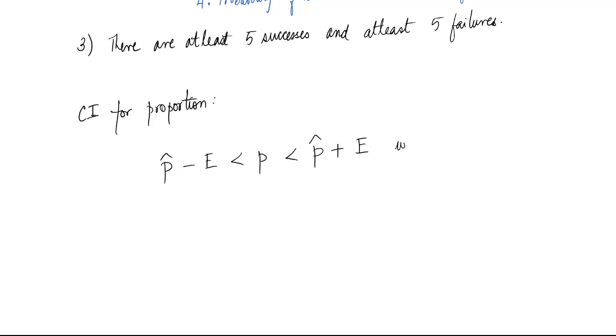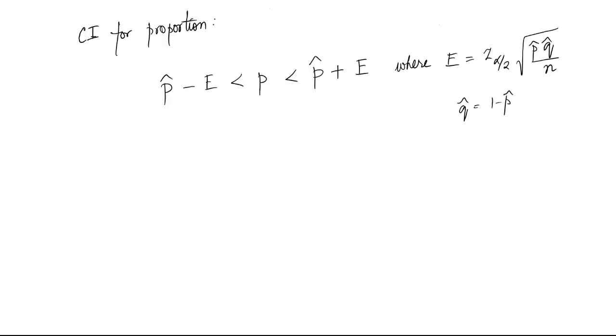Okay. And we used the formula, remember? E is z alpha over 2 times the square root of p hat q hat over n. Remember, q hat is 1 minus p hat. So technically, if you had p hat, you got your q hat. This is the confidence interval in the inequality notation, so you can also write it in interval notation: p hat minus E, comma, p hat plus E.